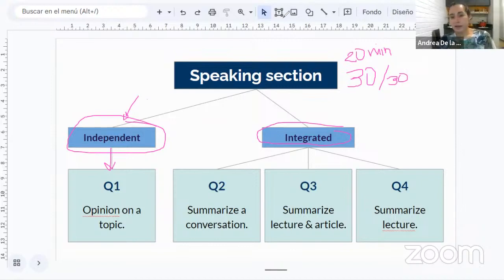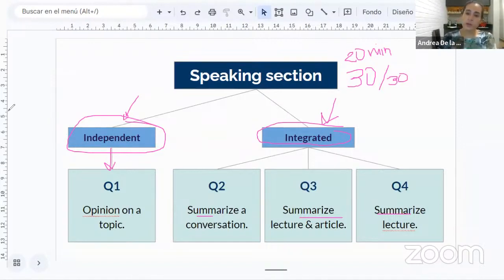But on the integrated questions, which are questions 2, 3, and 4, you will have to be summarizing something. So this won't depend on you anymore, but instead you will have to summarize something that they give you. So it could be a conversation, it could be an article, it could be a lecture, it could be both, but you need to summarize something that is given to you, something that you read, something that you hear. Okay? So that is the difference. Independent tasks and integrated tasks. And it will be the same for the writing section.